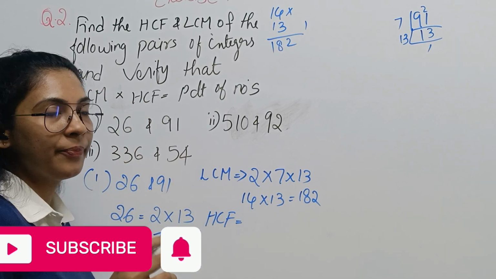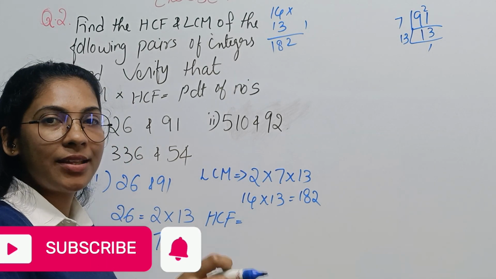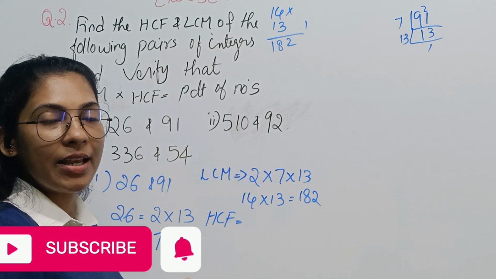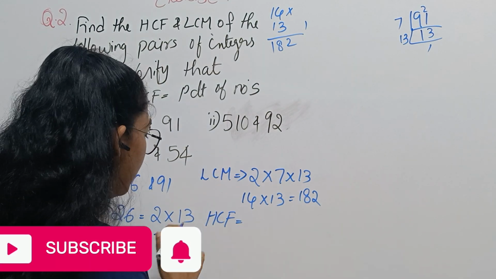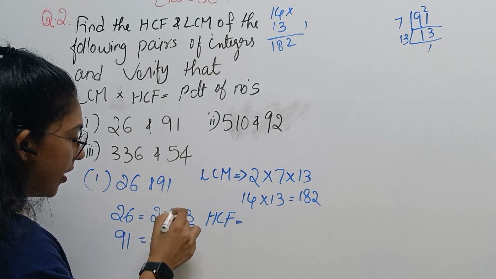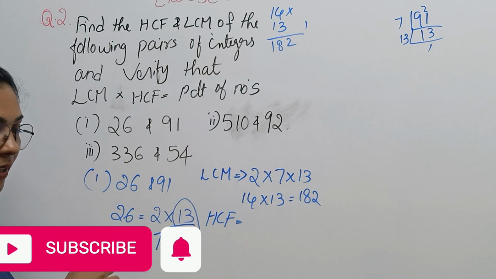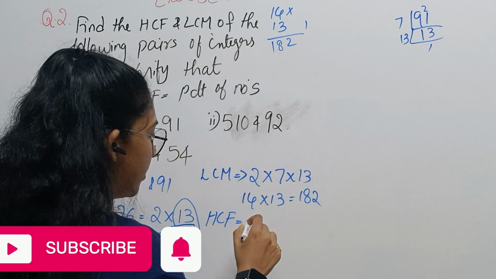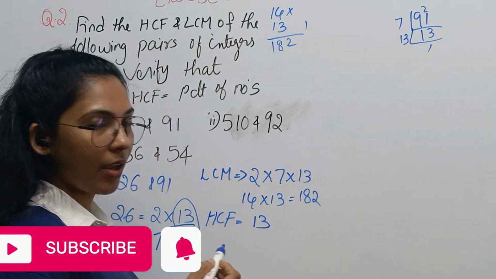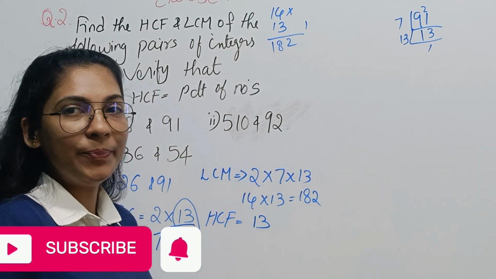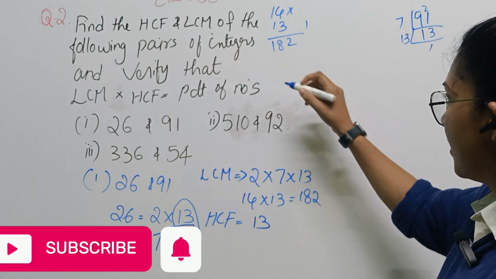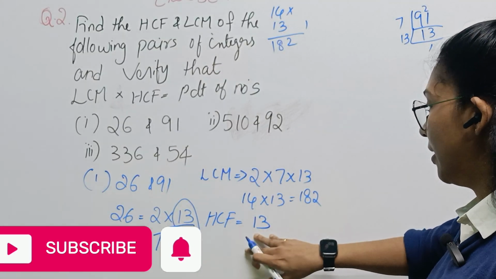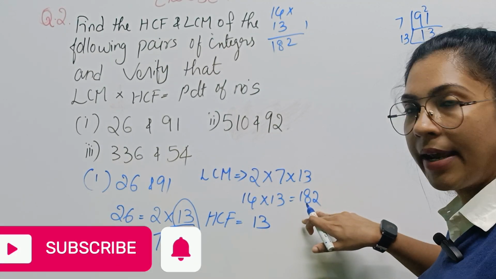Now what is HCF? HCF is the common factors with the lowest power. So what is HCF? See, 13 is the common factor between these two numbers. So HCF is 13. Did you get me? Actually, this is very simple. So HCF is 13 and LCM is 182.